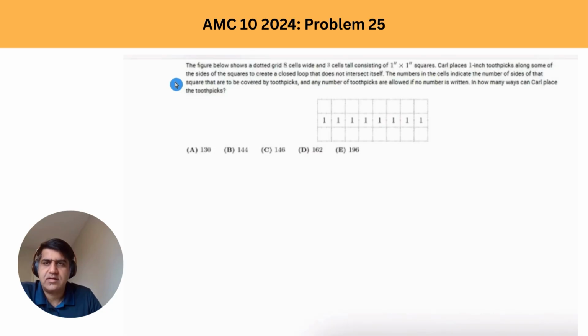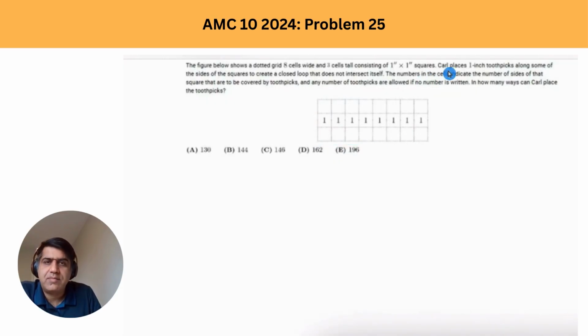Here we are given that the figure below shows a dotted grid, 8 cells wide and 3 cells tall, consisting of 1 by 1 inch squares. So we are basically given 8 cells here and 3 cells here, and each of that is 1 by 1 inch square.